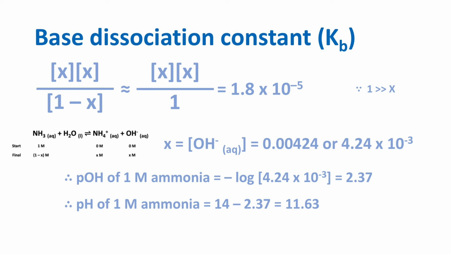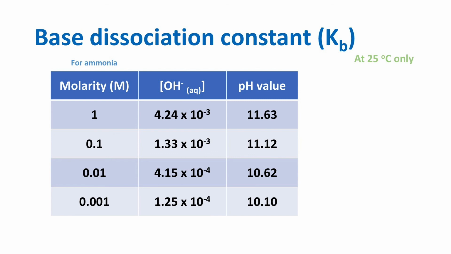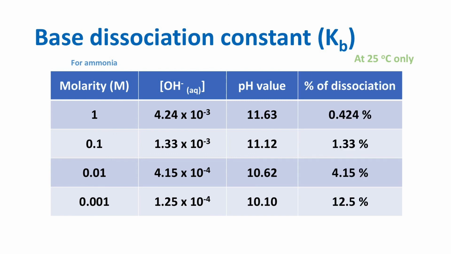The pOH is 2.37 and the pH value is 11.63. Again, this is the molarity of hydroxide for ammonia solution at 25 degrees Celsius only. Because with different temperature, the value of Kb or Ka will change, and so will their pH value and their percentage of dissociation. Again, with less concentrated solution, the percentage of dissociation will be higher.